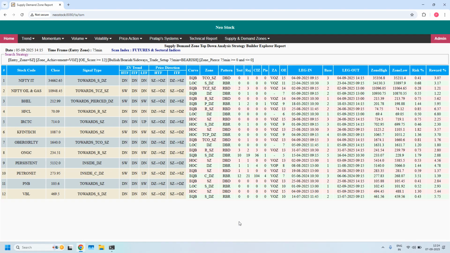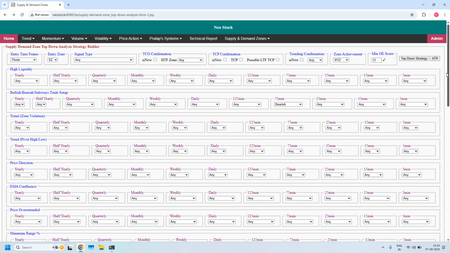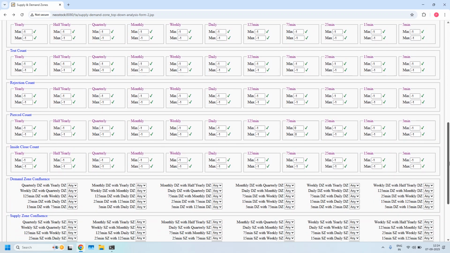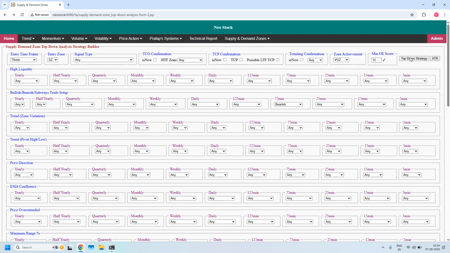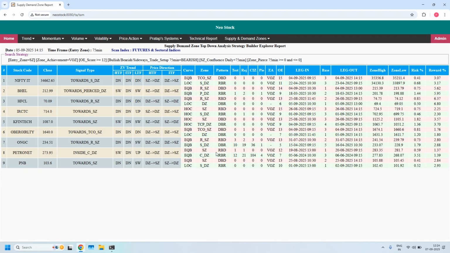Okay, first filter is the LTF and ITF supply zone confluence. Let us apply on these 12 stocks. I am going back. I am adding one more filter in the supply zone confluence by selecting 75 minutes and daily supply zone confluence. Applying the filter on the 12 stocks, we got 9 stocks. In all the 9 stocks, the 75 minute supply zone overlapped with the daily supply zone. And those daily trend is a downtrend.